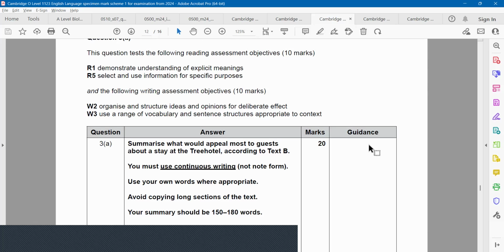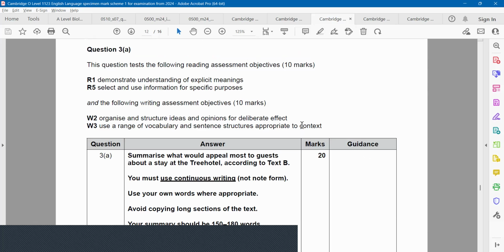Then comes the summary, and part A of the summary question, which is the actual summary, is worth 20 marks. You can see over here that there are 2 reading objectives and 2 writing objectives, because obviously you have to write the summary after reading the text. Both of these are being tested skills, but which objectives exactly? Understanding explicit meanings, because all the text is there and you're supposed to pick out the correct points and write them down.